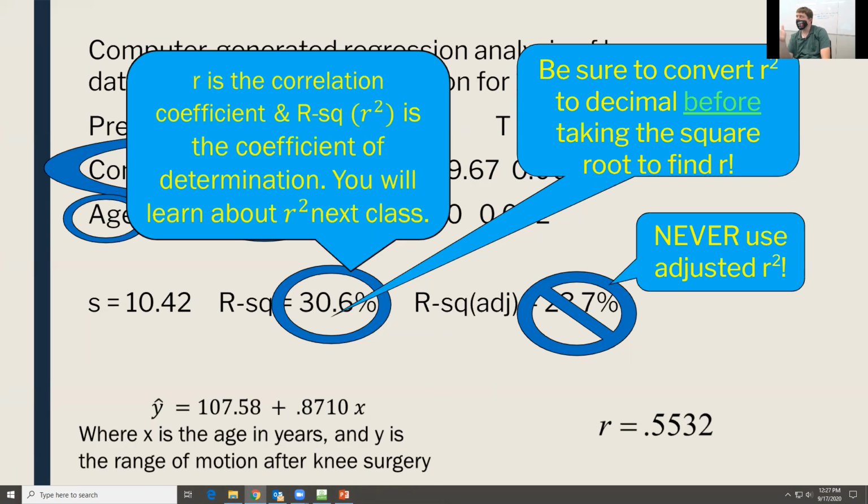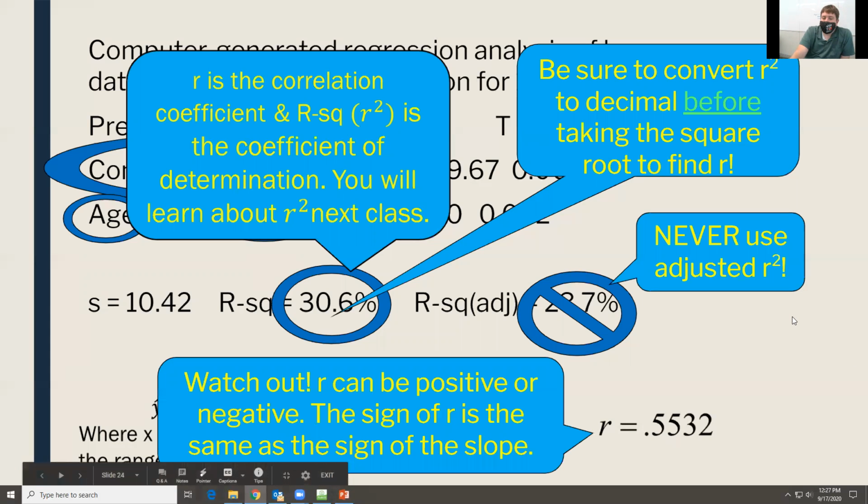All right, so all these little things that we've done in math before, it's like stats. They pull little things from here and there. They don't really do one thing overall. All right, what else we got? Watch out. R can be positive or negative. The sign is determined by the slope.